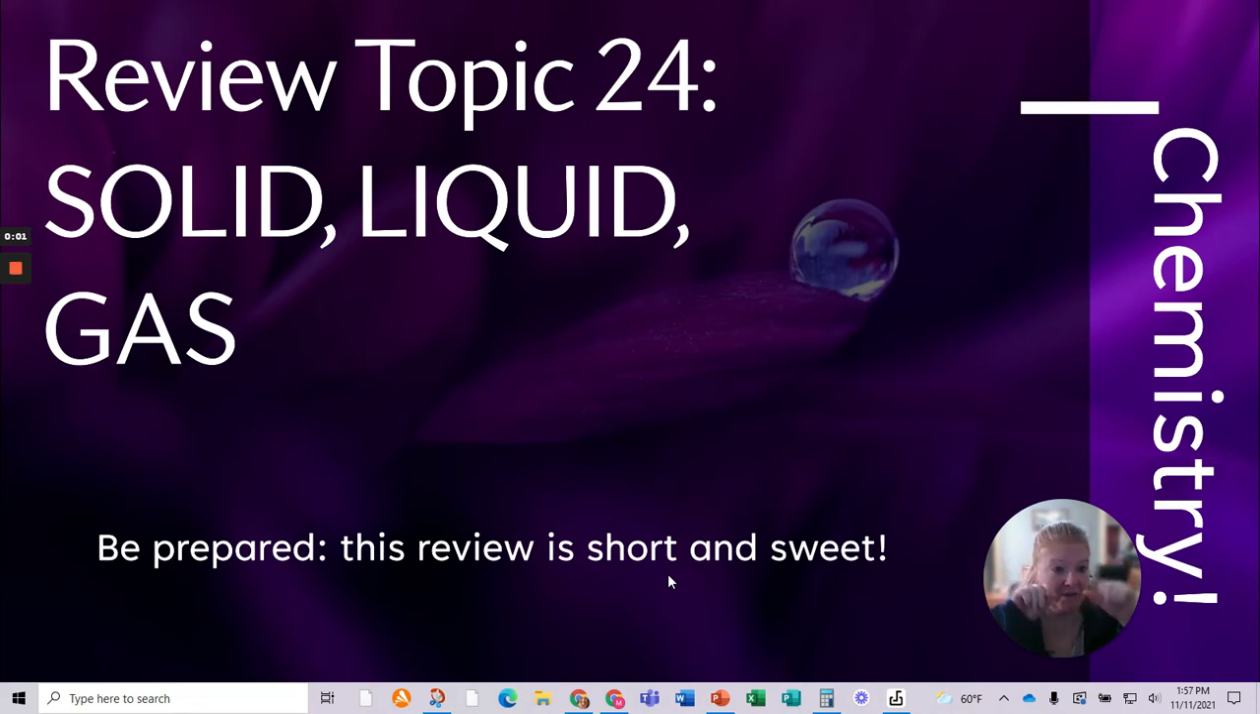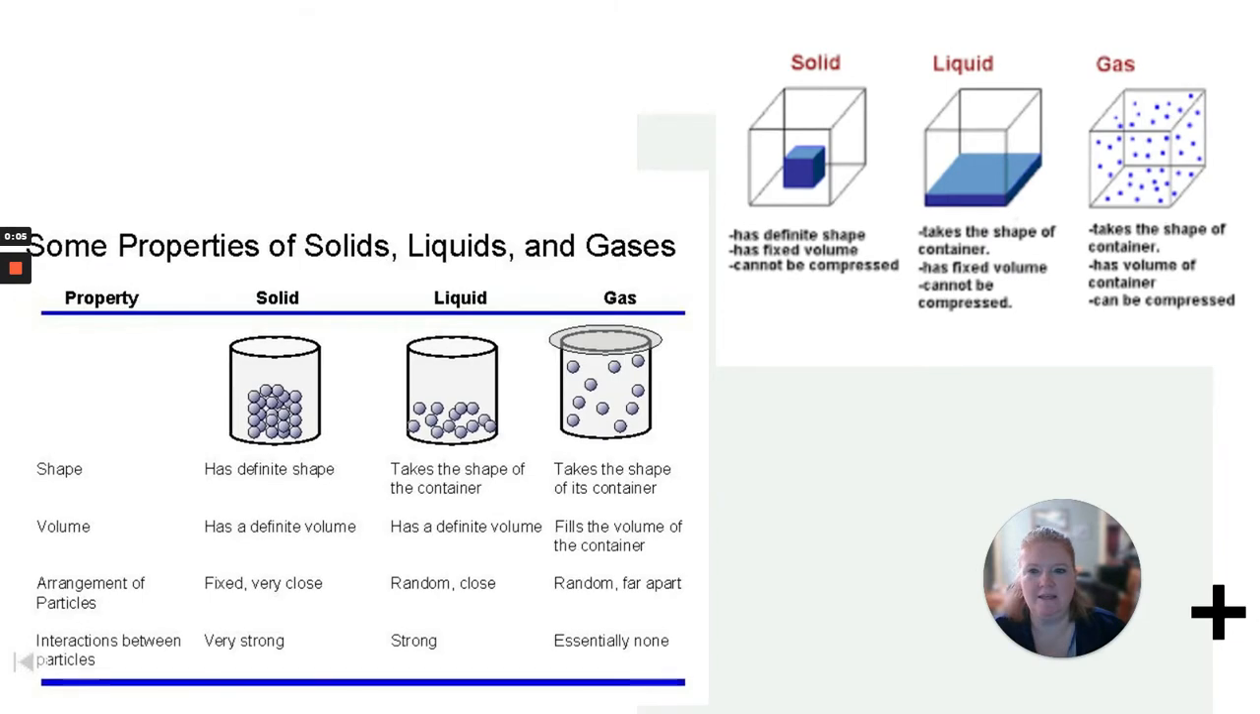Chemistry review topic 24, solids, liquids, and gases. So here are some of the key concepts to understand about solids, liquids, and gases.